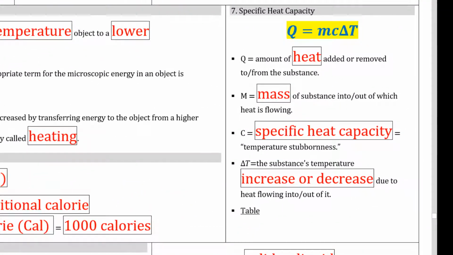Box 7, specific heat capacity. This is one of the 2 most foundational points in this chapter. Q equals mc delta T. Q stands for heat, m stands for the mass that's gaining that heat or losing that heat. c is a really important material constant called specific heat capacity, and delta T is the amount of increase or decrease in that mass's temperature.